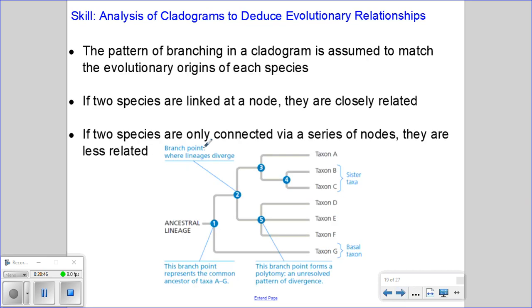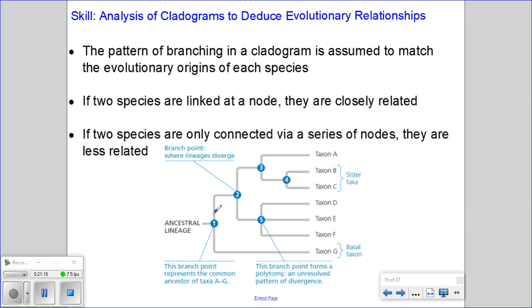One of the things that you'll be expected to do is to be able to analyze cladograms to deduce evolutionary relationships. So the pattern of branching in a cladogram is assumed to match the evolutionary origins of each species. If two species are linked at a node, they are closely related. If two species are only connected through a series of nodes, they are less related. And so this diagram gives an indication of that.